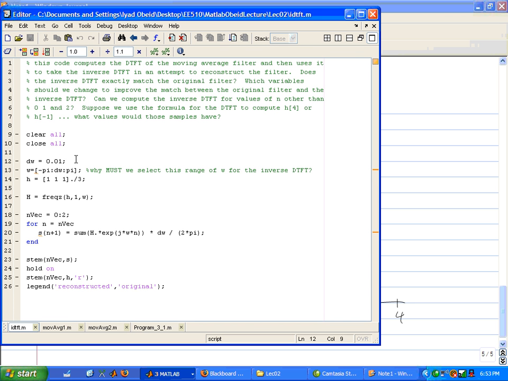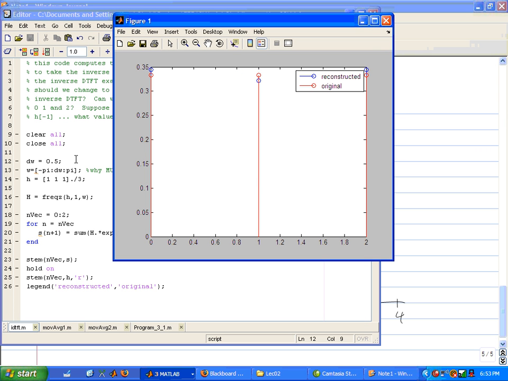So actually, what I could do is reduce d omega and see if I get a worse result. It's going to be harder to tell if it was a better result, but we can make it a worse estimate and see what we get. Okay. So now it's a pretty cruddy estimate. It's still not a bad estimate considering we only used essentially six values of the Fourier transform to reinterpolate our original signal. So I thought that was kind of cool. So you can go backwards and forwards.